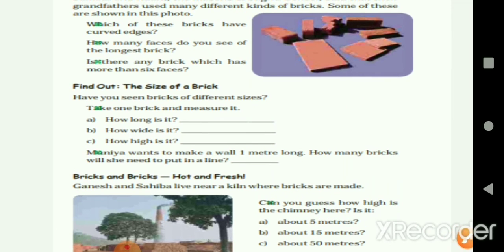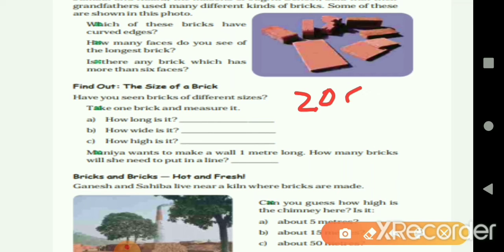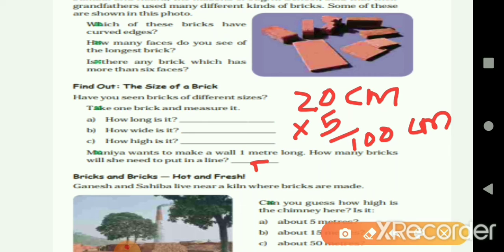If the length of a brick is 20 centimeter, then she needs 5 times 20 is 100, that is, she needs only 5 bricks. So we write 5 here. Understood? It depends on the length of a brick how many bricks are needed to make a 1 meter long wall. Bricks and bricks, hot and fresh.